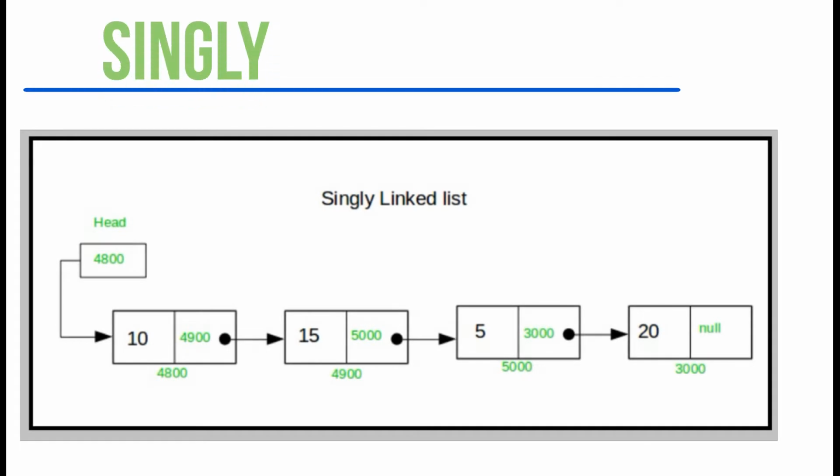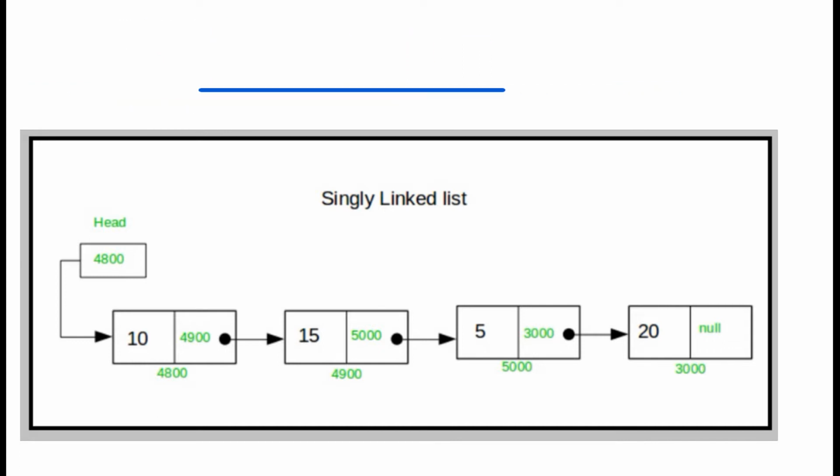Types of linked lists. A singly linked list contains nodes which have a data part and an address part, that is, next, which points to the next node in a sequence of nodes. The next pointer of the last node will point to null.